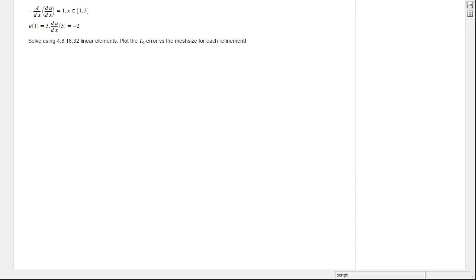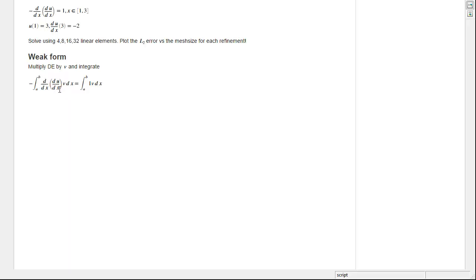So the first thing we need to do is to derive the weak form. And I've already solved this, so I'll just copy paste. So what we have here is this differential equation. We will multiply this by a function v and integrate. We integrate from a to b in this case, and then we will just substitute a and b with 1 and 3 here.